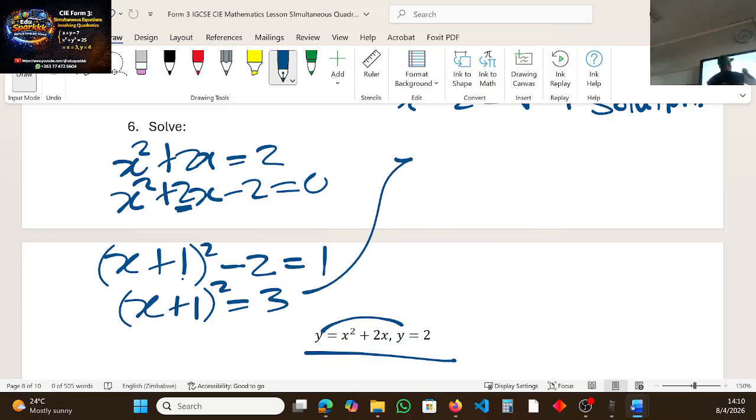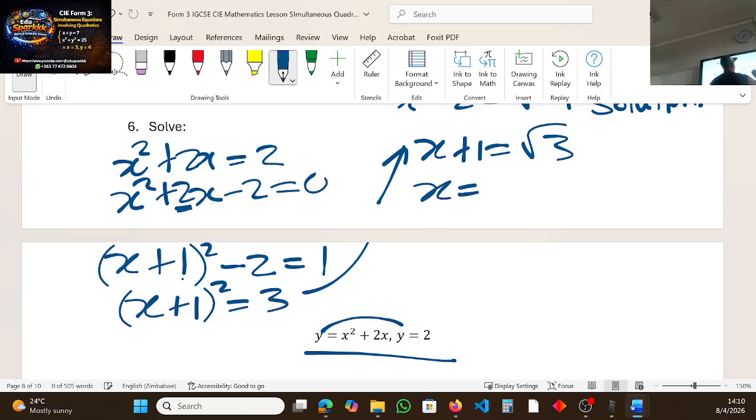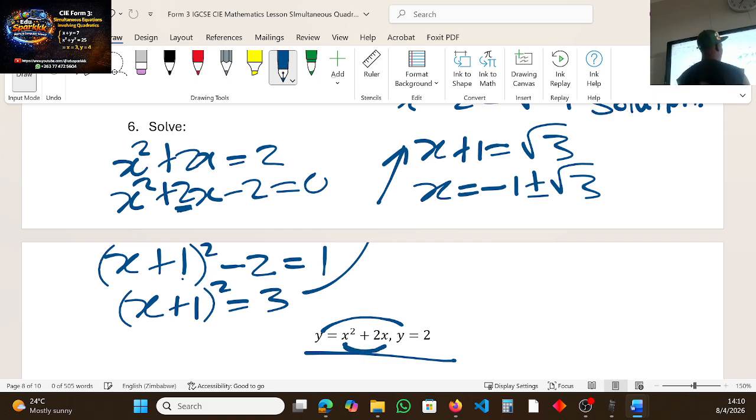So as I proceed with my calculation, I'll end up having x plus 1 equal to root of 3. So my x is equal to minus 1 plus or minus root 3. So I'll be having two values of x there. And I'm told my y is equal to 2. In essence, whatever I do, if I do my substitutions here, my y is going to be always equal to 2 because I'm given the value of y there. Right, moving on.